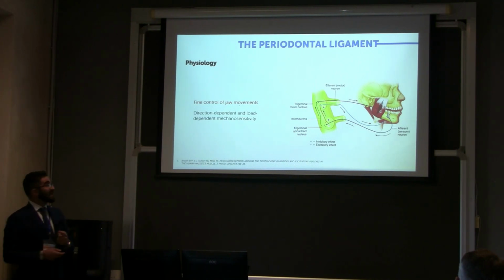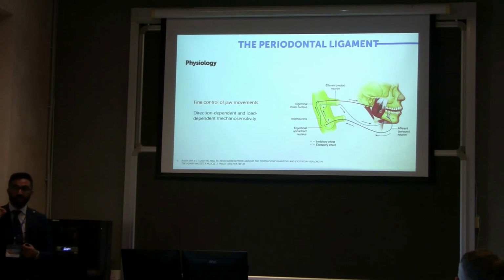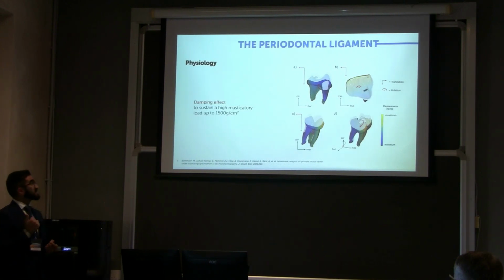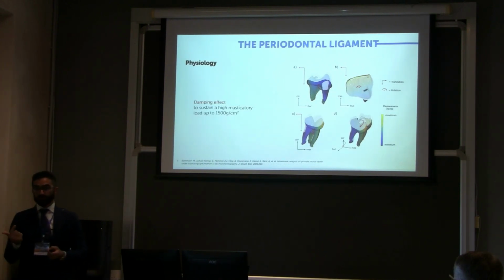The first is that since we have innervation of the ligament, we can have a very fine control over jaw movements. There are many reflexes to the forces that the ligament senses during chewing, and so we can control jaw movements like we do with fingers when we adjust the grip over an object. The second advantage is that we have a damping effect.